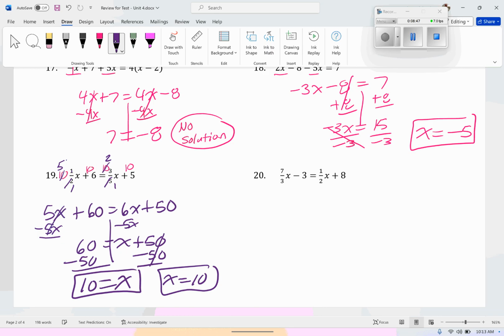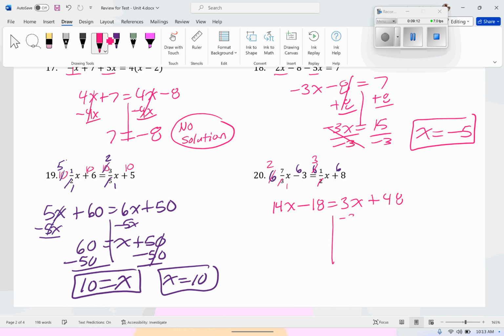Again, we have a denominator of 3. We have a denominator of 2. 3 times 2 is 6. I'm going to multiply everything by 6. So what's going to happen here is 3 goes into 6 twice. 2 times 7x is 14x. Minus 6 times 3 is 18. 2 goes into 6 3 times. 3 times 1x is 3x. And 6 times 8 is 48.